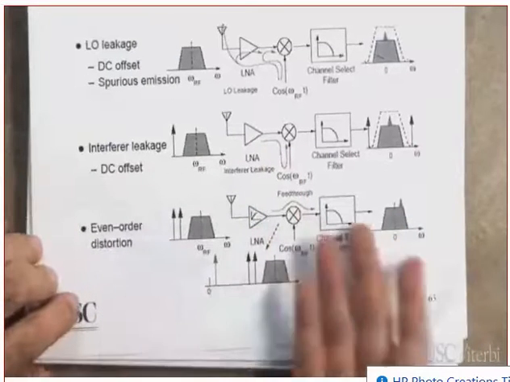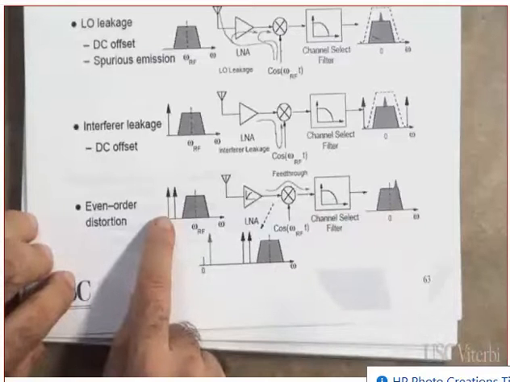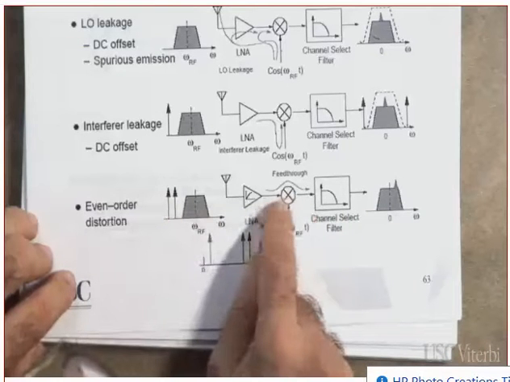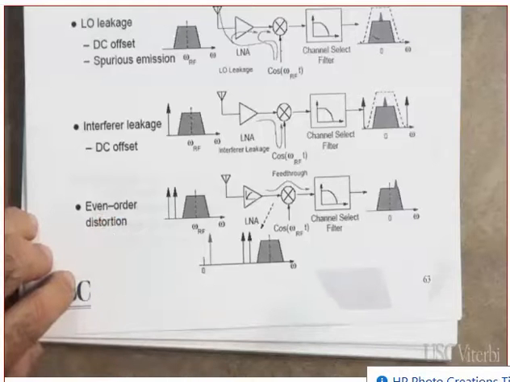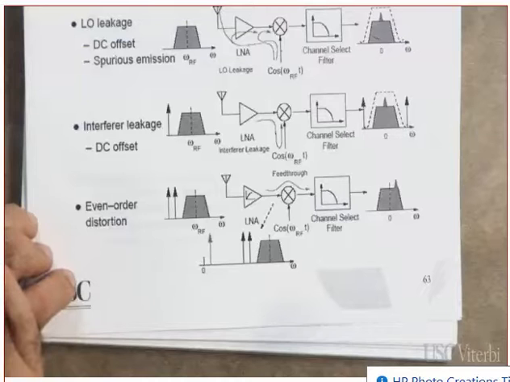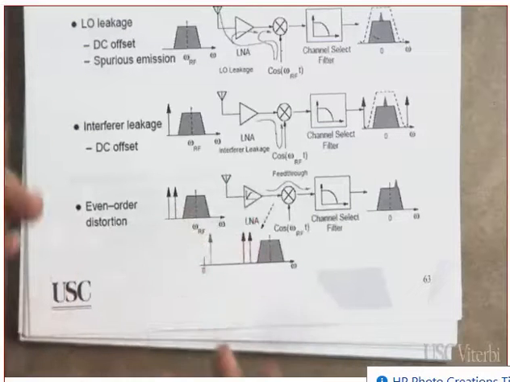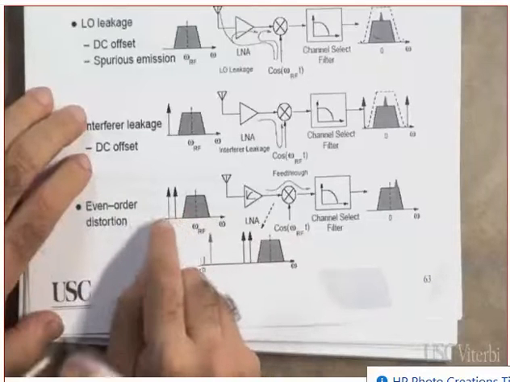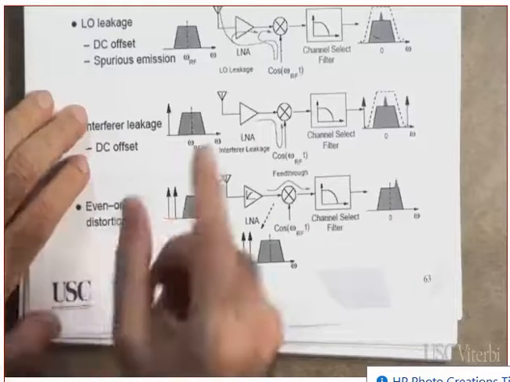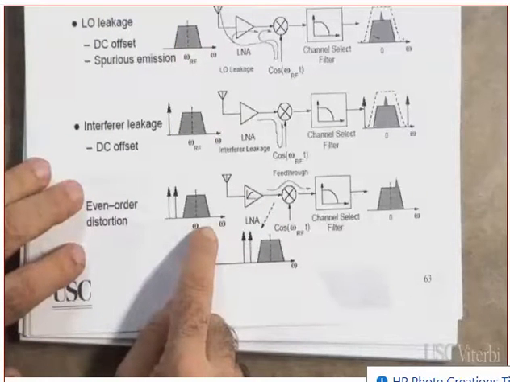Okay, how about this one? I'll show you this next time. How about this one here? I have two interferers. And the nonlinearity happens to be even order. Even, not odd order. Which means what am I getting? Second order intermodulation. What is the second order intermodulation? Please help me. I have two interferers very close to each other, but they are not within the desired band.